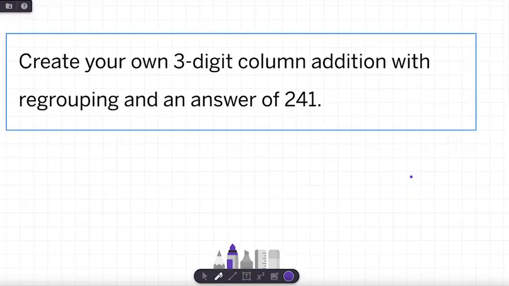For a challenge, why don't you have a try at creating your own 3-digit column addition with regrouping and an answer of 241. So you could have 2 lots of regrouping or just 1, it's up to you.